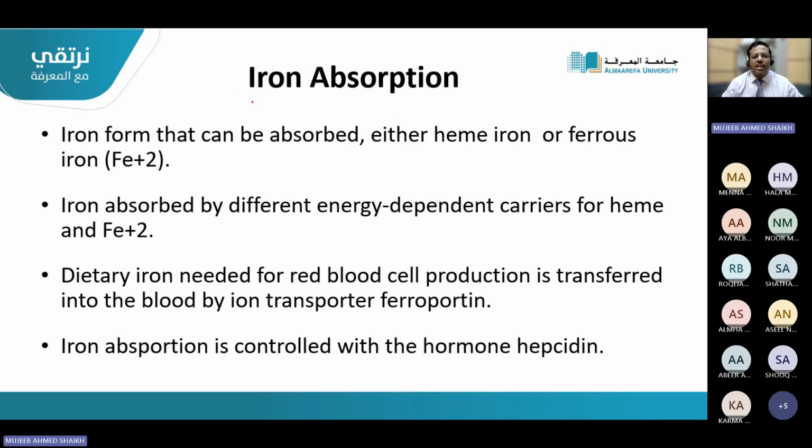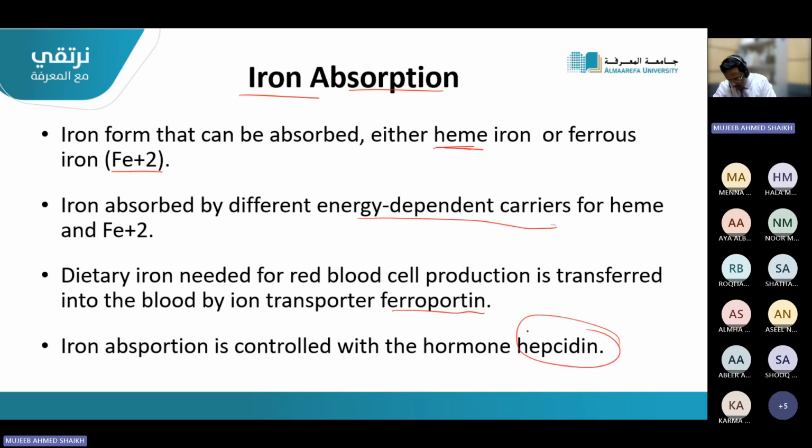Okay, coming to iron absorption. Iron absorption takes place, and a specific form of iron is absorbed. Only the ferrous form or heme form can be absorbed, not the ferric form or other forms. It requires different energy-dependent carriers, carrier-mediated transport. From there it is given to the blood via ferroportin. It will leave the cell and then enter into the blood. So iron absorption is controlled by hepcidin.